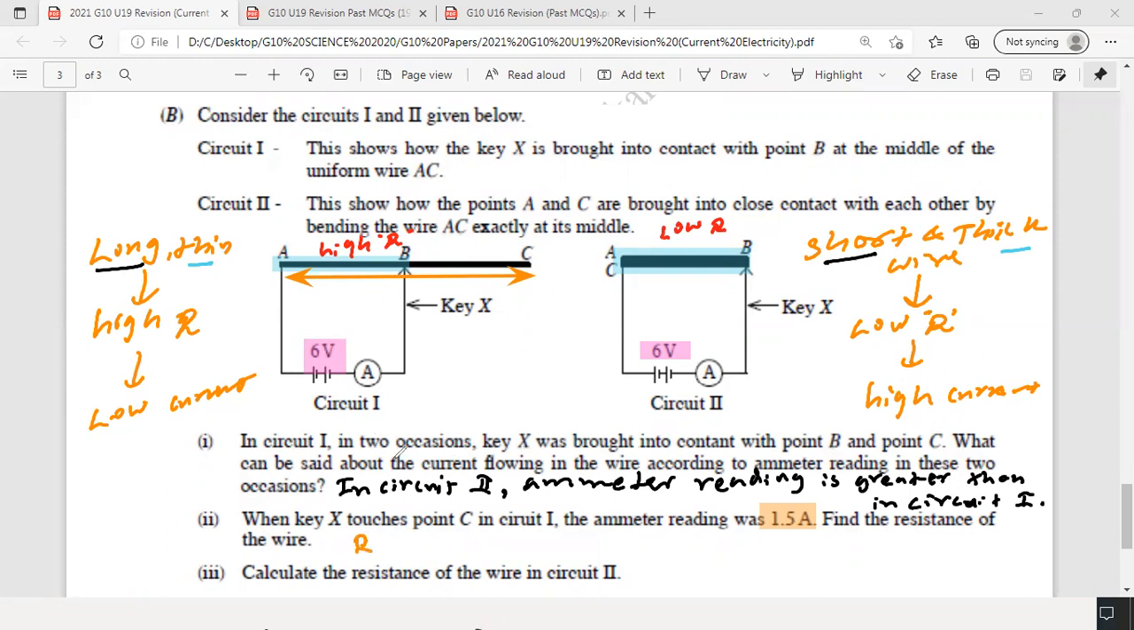Look here, the voltage is 6. R equals V divided by I. So you can write R equals voltage 6, current 1.5. So you get the final answer: R equals 4 ohms. Don't just write the answer, write the method also. Then the next one: calculate the resistance of the wire in circuit 2. Any volunteers who can give me the answer for the second circuit? Calculate the resistance of the wire in circuit 2.